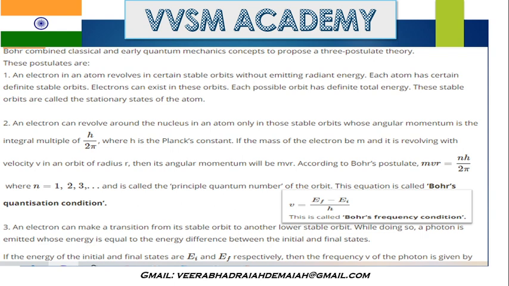This equation is called the Bohr quantization condition. Next is the Bohr's frequency condition. An electron can make a transition from its stable orbit to another lower stable orbit. While doing so, a photon is emitted whose energy is equal to the energy difference between the initial and final states. If the energies of the initial and final states are E_i and E_f respectively, then the frequency v of the photon is given by v is equal to (E_f minus E_i) divided by h, where h is Planck's constant, E_i is the initial energy and E_f is the final energy.